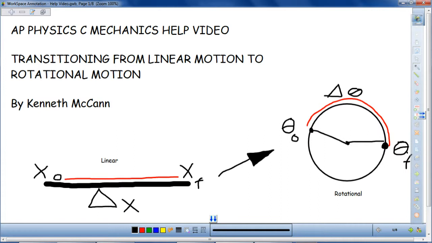I'm Kenneth McCann, and today I will be teaching you a little bit about transitioning from linear motion to rotational motion. So basically this is the same stuff you've been hearing for almost a year and a half, only instead of x and x naught and x final, you have theta naught and theta final. And instead of a plane, you have a circle. It's a different way of thinking, but you're prepared for this.